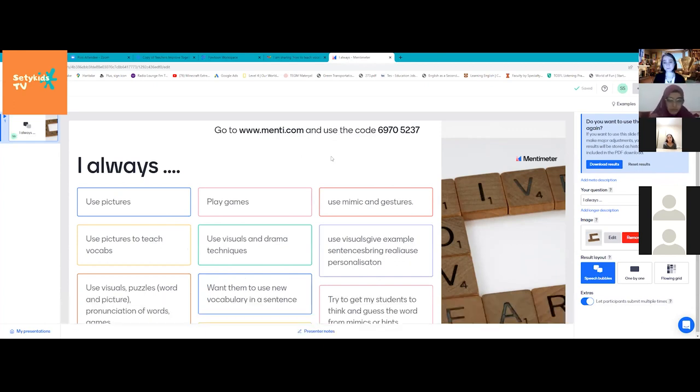Okay. Try to get my students to think and guess the word from mimics. This is the key. Making them curious about what they are going to learn. Yeah. Thank you so much for all your answers. So we use pictures, play games. We use gestures, visuals, drama techniques. These are the keys that I want to talk about today.